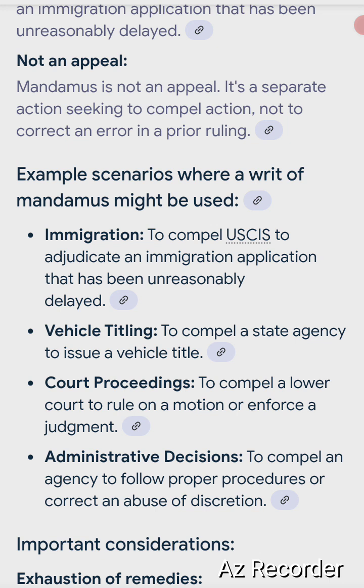That's pretty good. Court proceedings: to compel a lower court to rule on a motion or enforce a judgment. There you go, what we talked about. To compel an agency. I'm sorry, let me recollect myself. To compel a state agency to issue a vehicle title, to compel a lower court to rule on a motion or enforce a judgment. Administrative decisions: to compel an agency to follow proper procedures or correct an abuse of discretion.